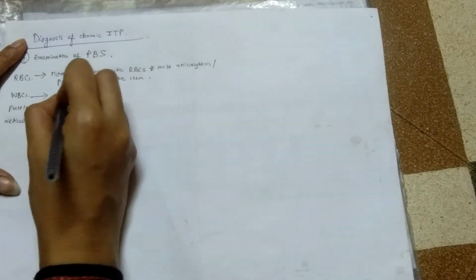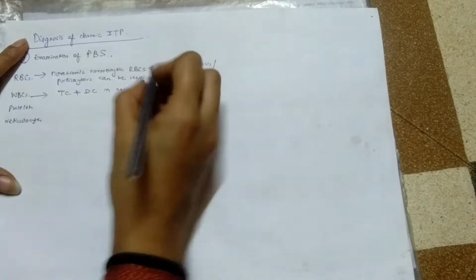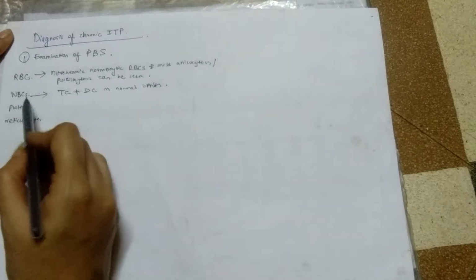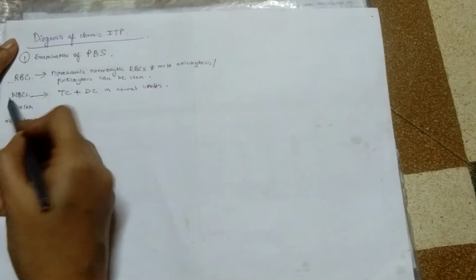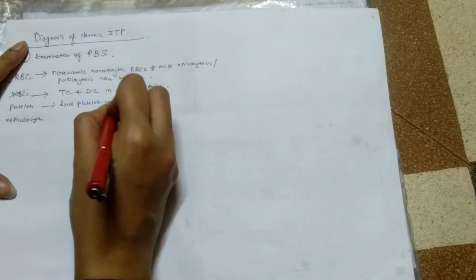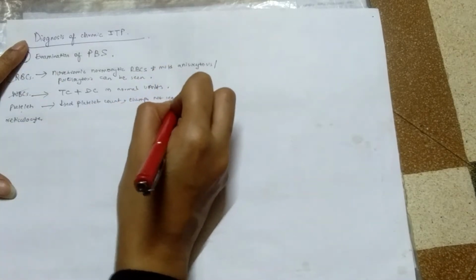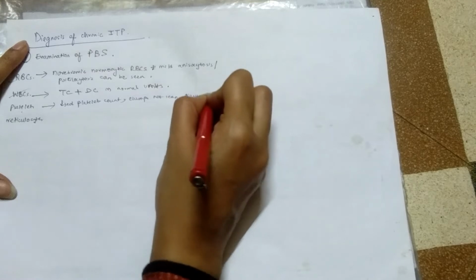Correct? WBCs, TC and DC in normal limits. Obviously this is not an RBC or WBC disorder, so these will be normal. Platelets. What will happen to platelets? Very, very important. Decreased platelet count. Clumps not seen, but giant platelets observed.